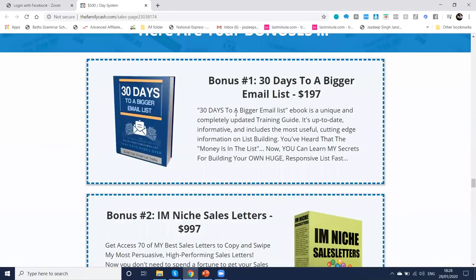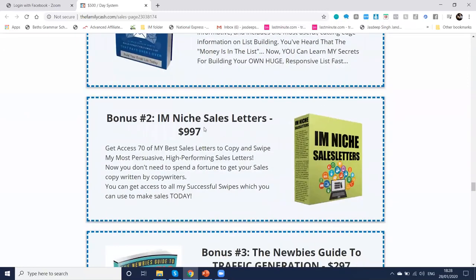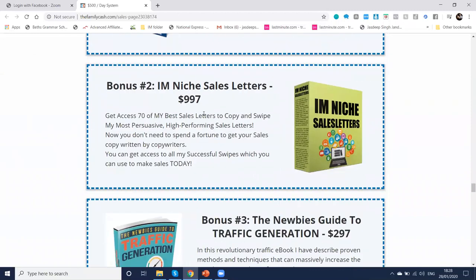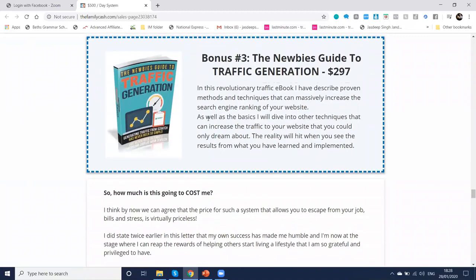And then we include the bonuses. Look, we're just stacking this. This is 197. Remember, you should know all this now. This is value stacking, and it's actually relevant stuff. So we're teaching them how to build a bigger email list, how to write sales letters, and how to get traffic. So all the things they're going to need.